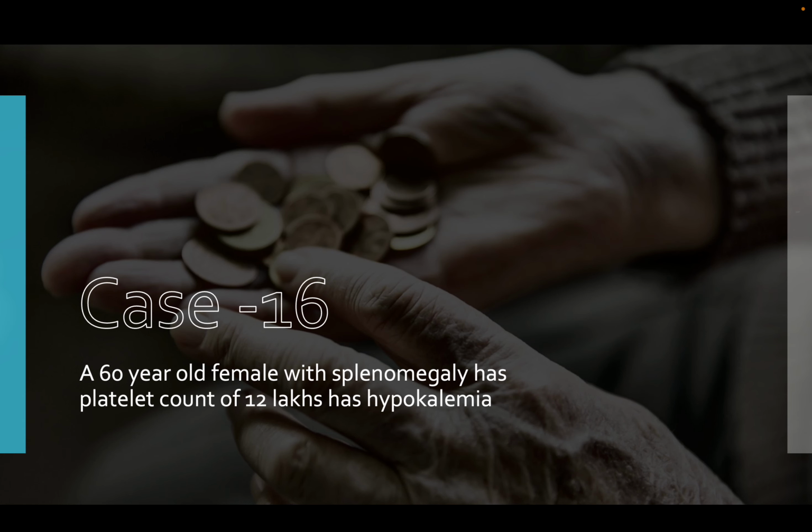A 60-year-old female with splenomegaly has a platelet count of 12 lakhs and has hypokalemia. What is this? Any thrombocytosis, any leukemia, any elevated blood counts can cause pseudo-hypokalemia. Why it causes pseudo-hypokalemia is your homework. Read about the cause and get back to me. All elevated cases of leukemia, essential thrombocytosis, polycythemias can have pseudo-hypokalemia. So in all leukemias, if there is hypokalemia, you should label it pseudo-hypokalemia.